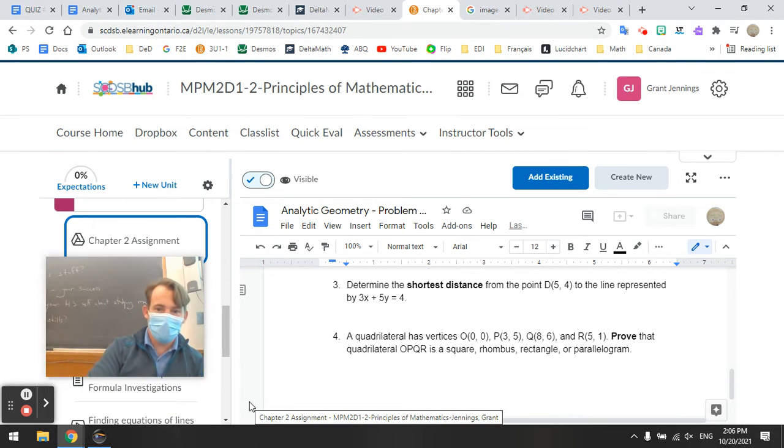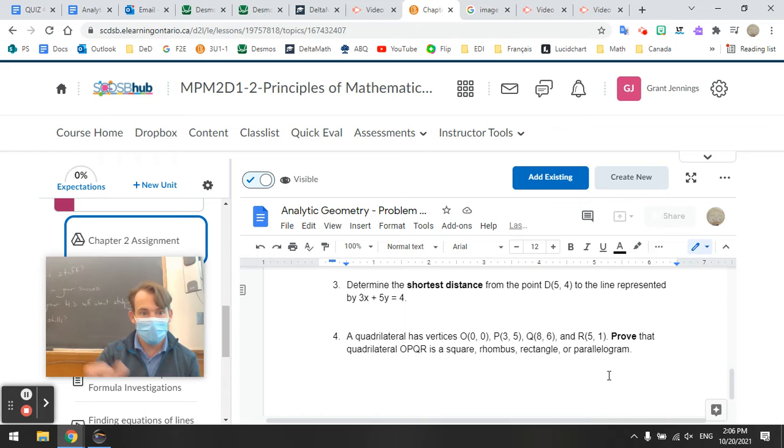Last question to talk about. We're just going to chat about it. This is question number 4. If we know that this quadrilateral has vertices here, we want to prove that it's either a square, a rhombus, a rectangle, or a parallelogram. What would we have to do? Okay. If this was a square, then what would it look like?